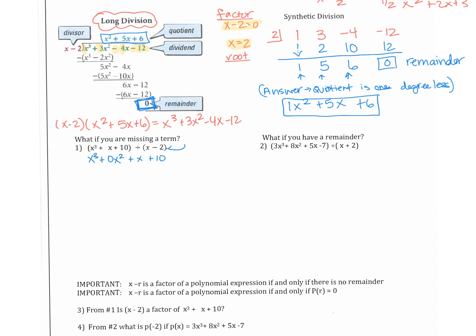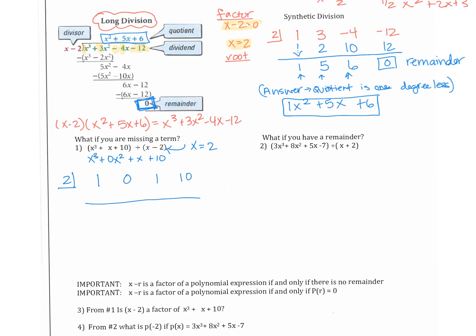So now this is my divisor. It's my factor. I need to think about the fact that if I set that equal to 0, the root that factor gives me is x equals 2. So I'm now going to set it up with the 2 in my little box. I'm going to write all my coefficients. My x cubed coefficient is 1. My x squared coefficient is 0. My x coefficient is 1. And my constant is 10.